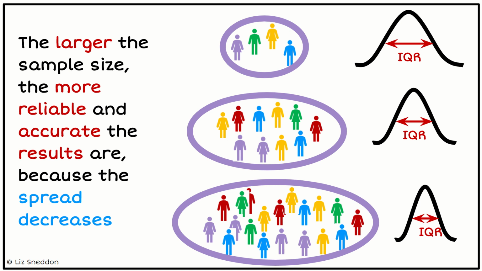And you can see there on the right hand side, as our sample size increases, the spread of the data gets narrower. That spread decreases because we're getting more accurate.